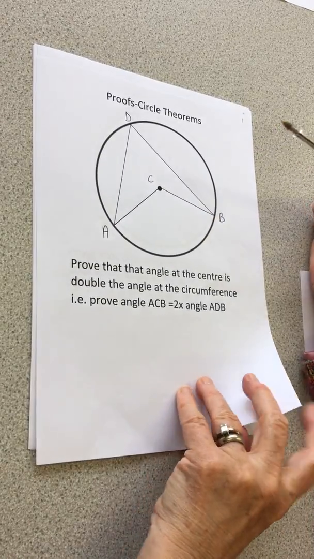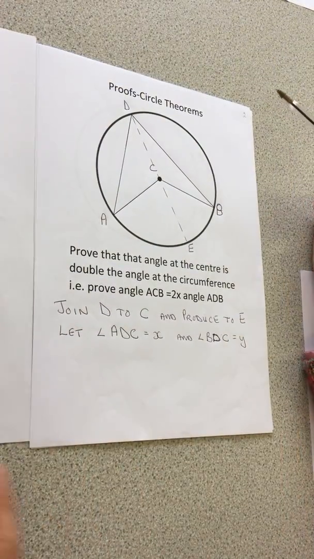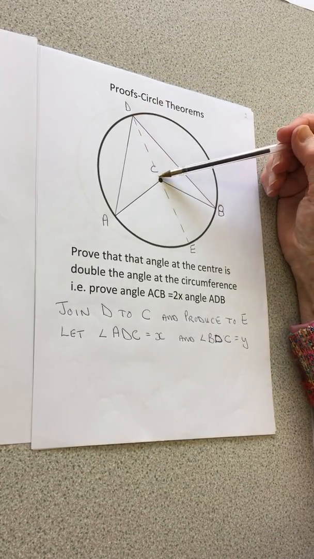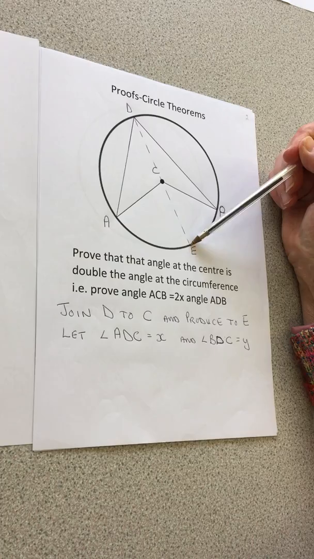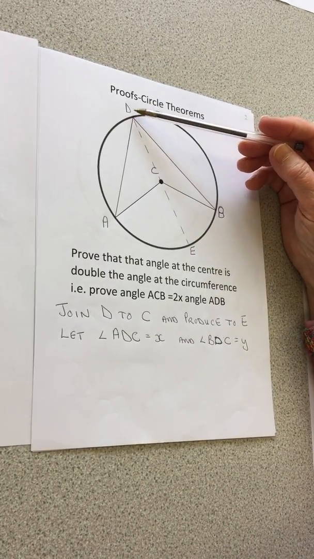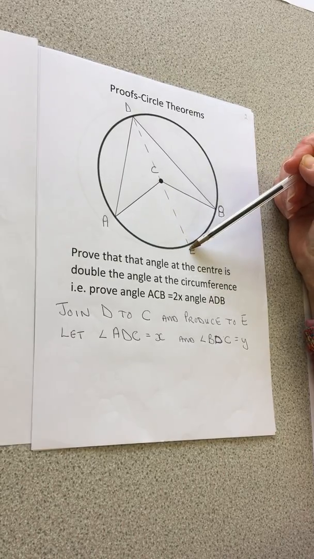Now, in order to do that, we need to put in a construction line. We want to join D to the centre C and then produce it to meet the circumference at E. So we've constructed the line DCE.